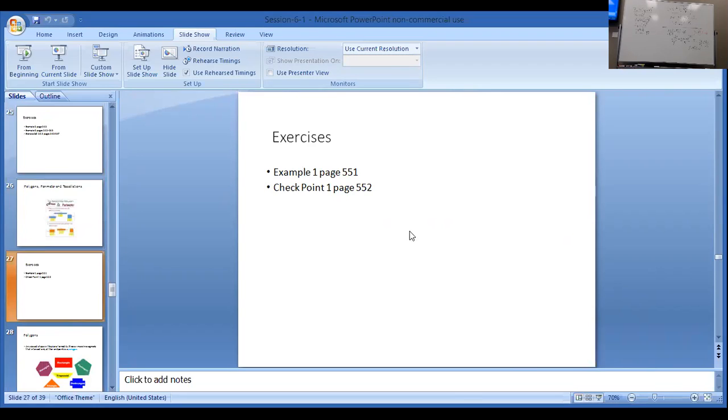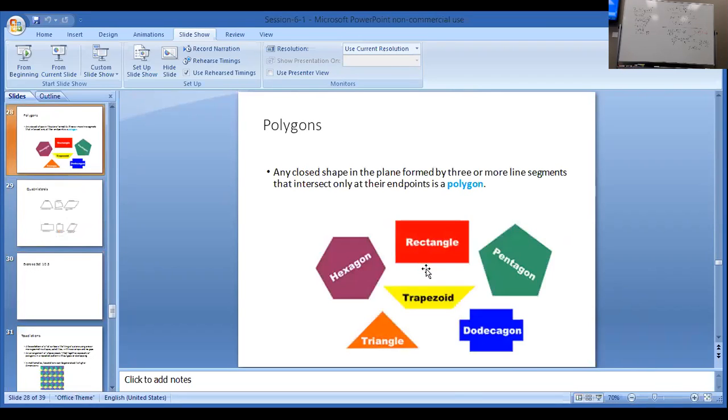Okay. Let's move on. We have polygons. Whenever you have an enclosed shape in a plane formed by 3 or more line segments that intersect only at their endpoints, then you get a polygon. You get a shape on a plane. You need to have at least 3 lines, like a triangle. You can have more, but at least 3 that intersect only at their endpoints. Then you end up with a polygon.